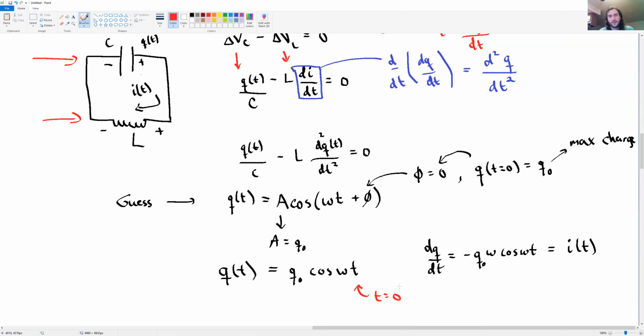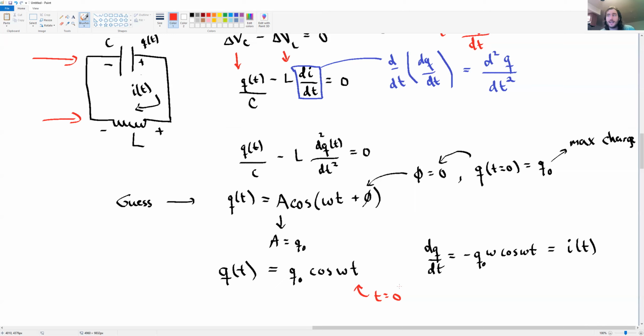A quarter of a period later, I would see that the charge on the capacitor is 0, because it's a cosine. It begins at a max and goes down to 0, and then begins to go to the opposite charge. So the polarity on the plates will change from minus plus to plus minus. Okay, so it is a sine. It's definitely a sine based on our initial condition here.